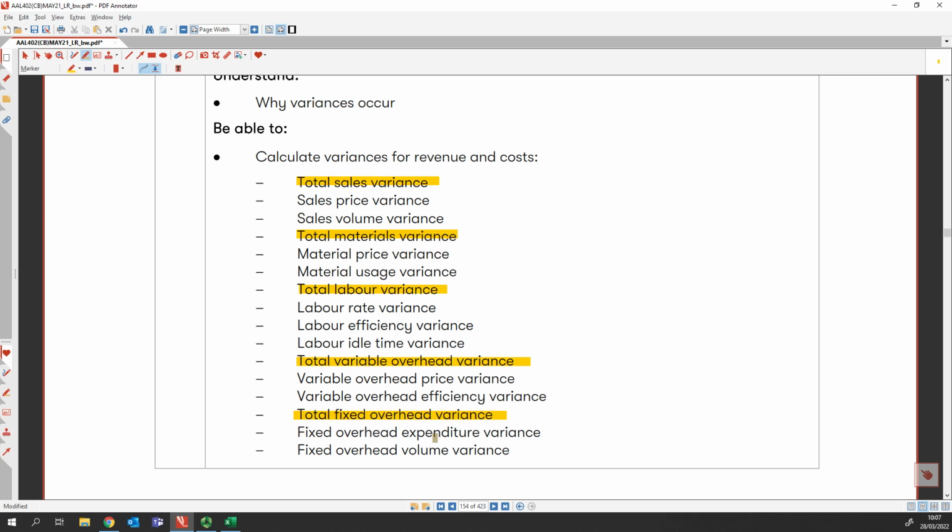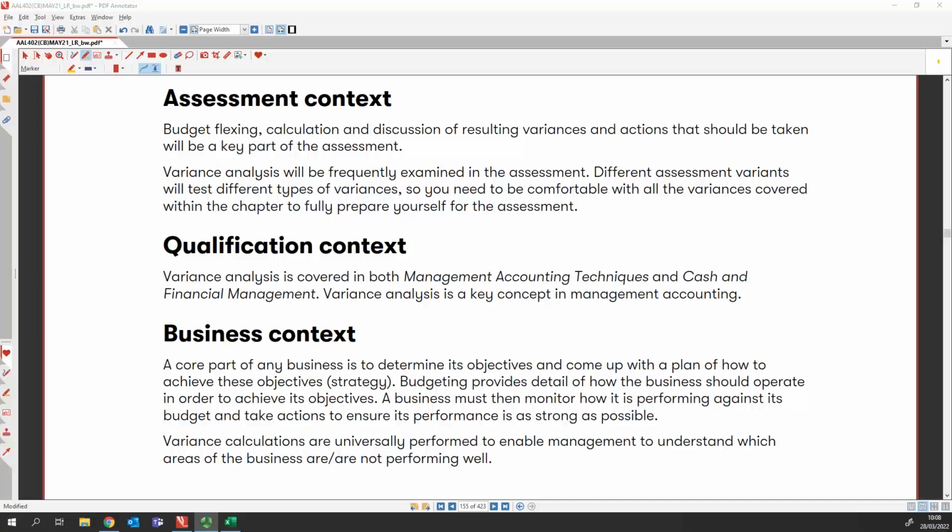Then within each category of variance, we can analyze that total variance a little bit further to come up with more useful information for the management teams and the decision makers within our organization. Each of the variances will be caused by something. They'll have their own list of possible reasons, so we'll leave that until we get into the chapter to see that detail. Now let's have a look at the context of standard costing and variance analysis.